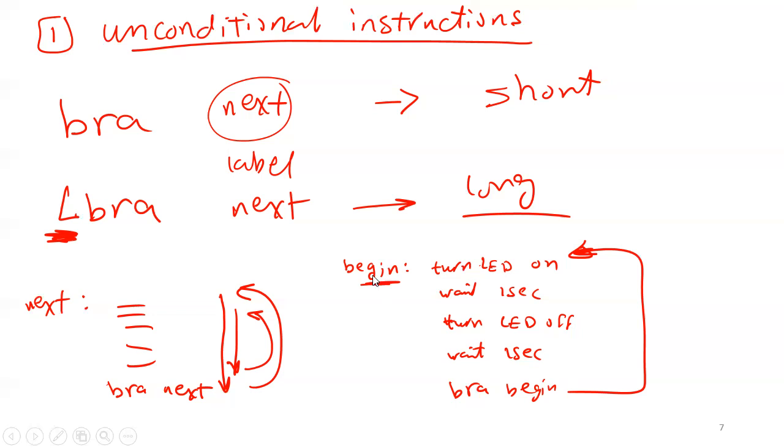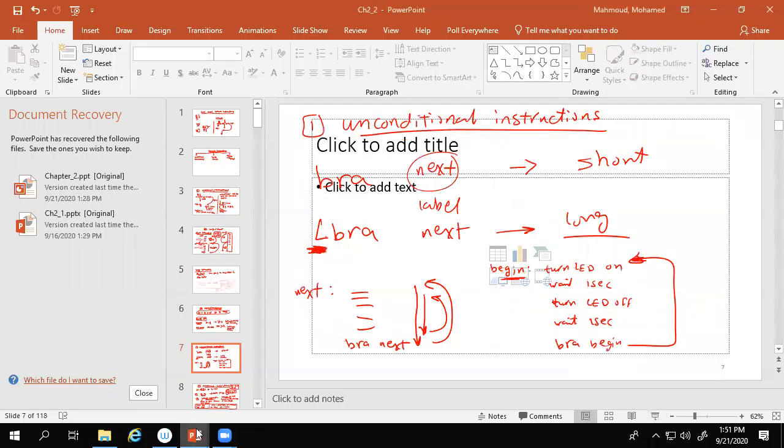Okay. Again, begin and next are not instruction. They are names. You can write your name. Just names. Okay. Any questions here? So this is for unconditional instructions. Okay. Any question? Okay. So let me have a table here.